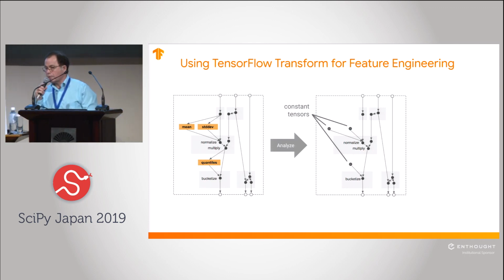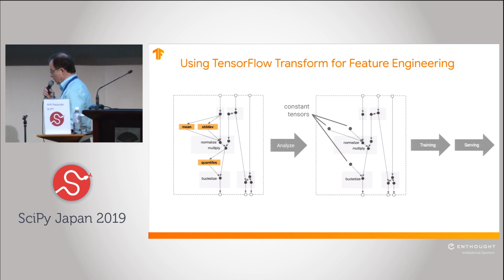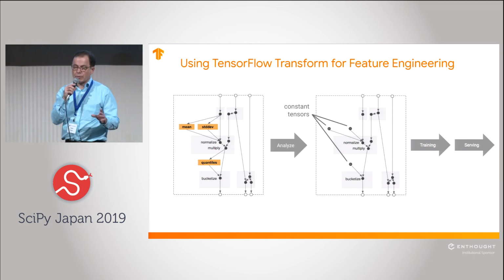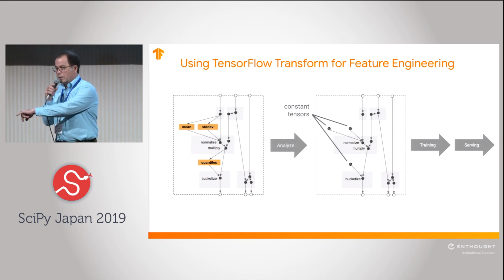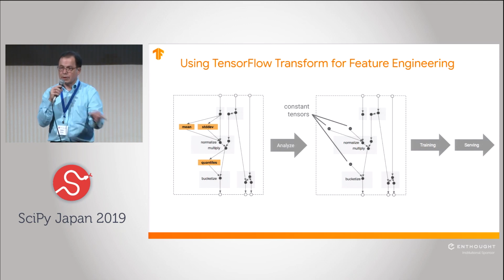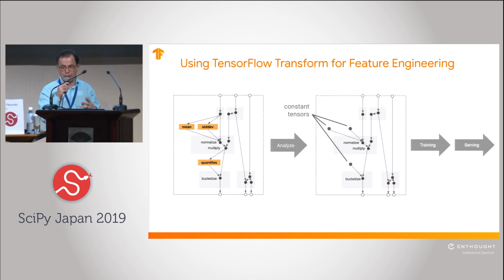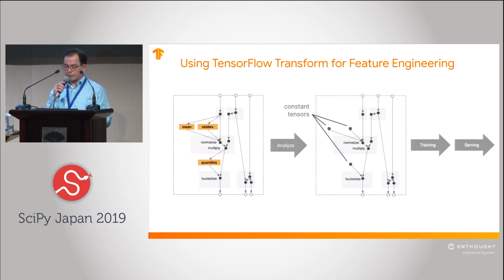Transform will create a transform graph. And that transform graph will be used for both training and serving. So we avoid the problem that is very typical in production environments where you're using one set of code in training and deploying to a different platform for production, and you hope that you're doing the same thing in both places. Transform eliminates that problem by using a graph that runs the same in training and in serving.